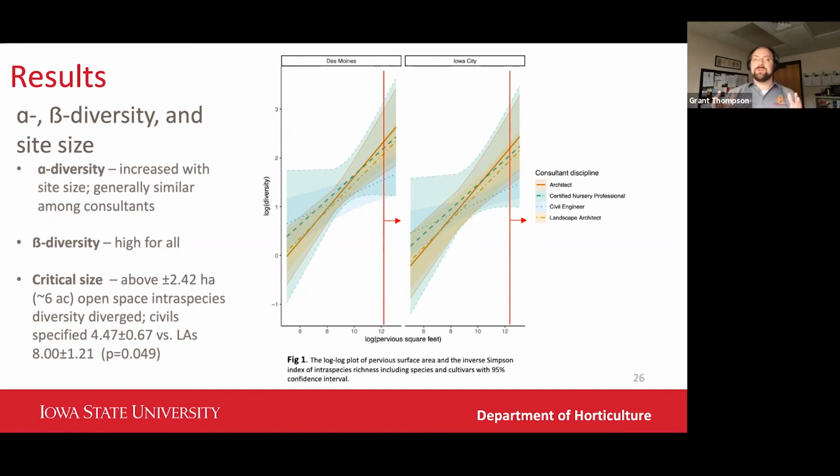Overall, beta diversity was very high across all the sites, and that simply means we didn't see a whole lot of repeated plant lists site to site. So there was not this kind of rubber stamping of a planting plan. Things were really different site to site, which is probably a good thing, but again, it depends on the context of the research.